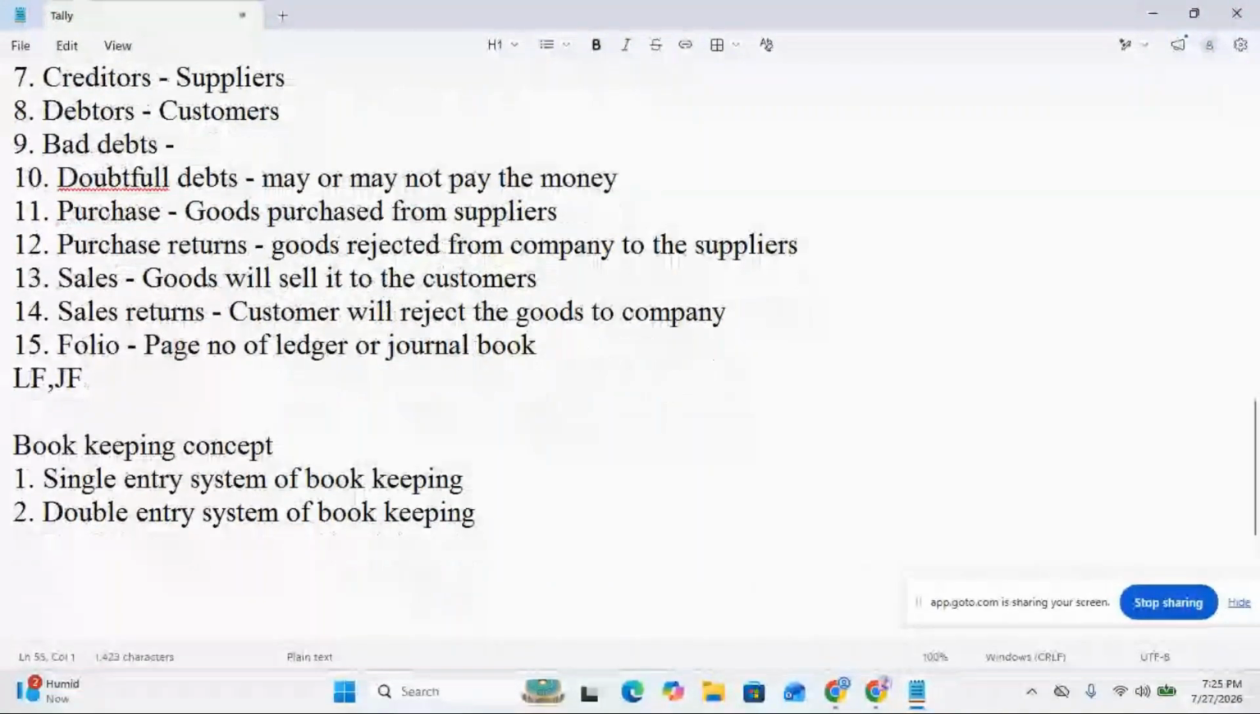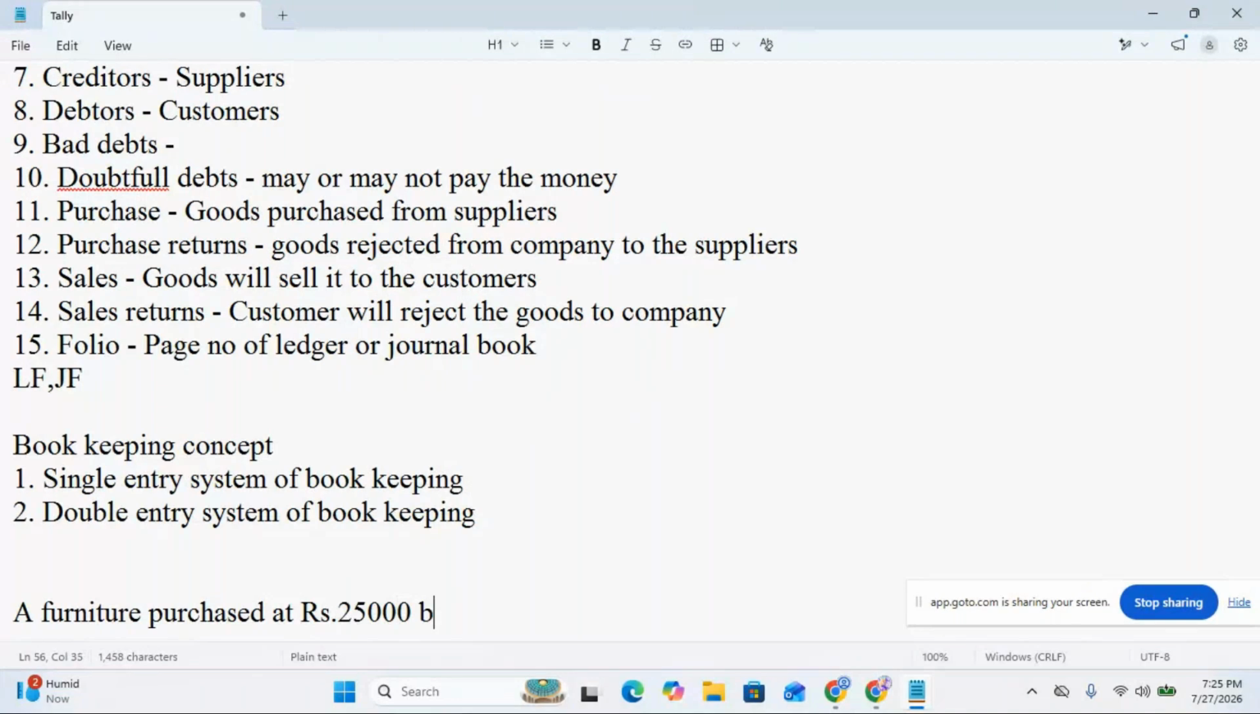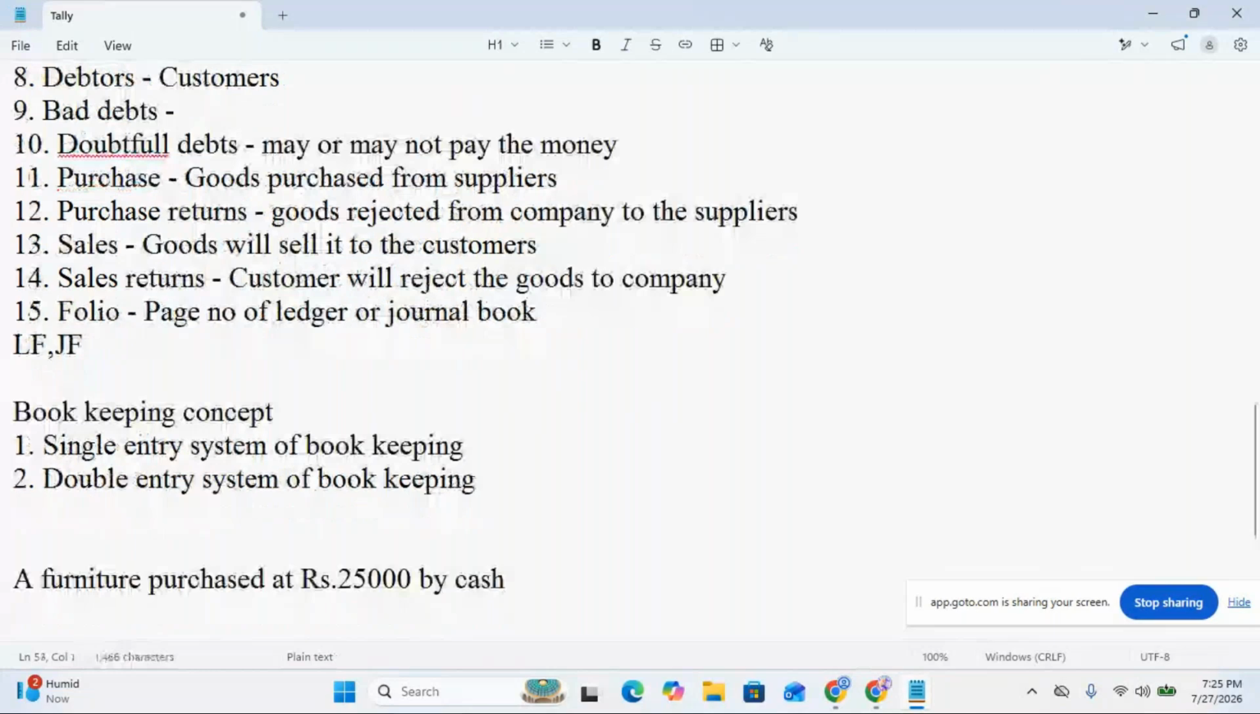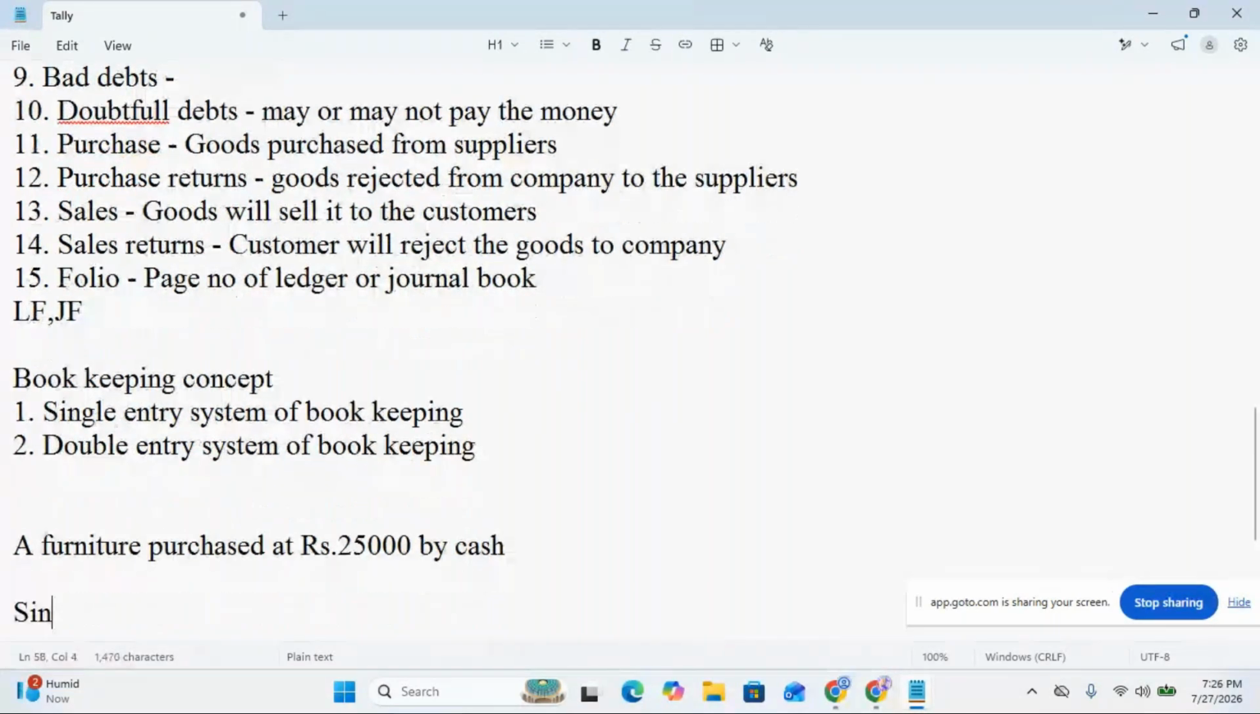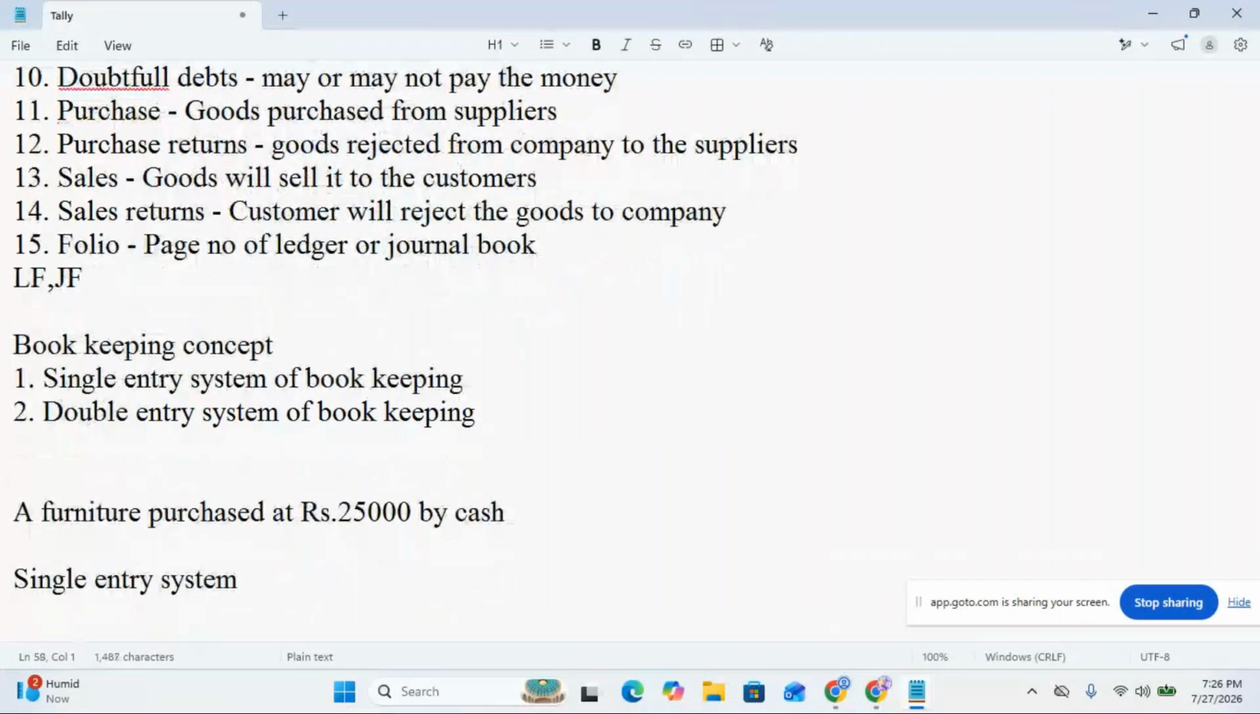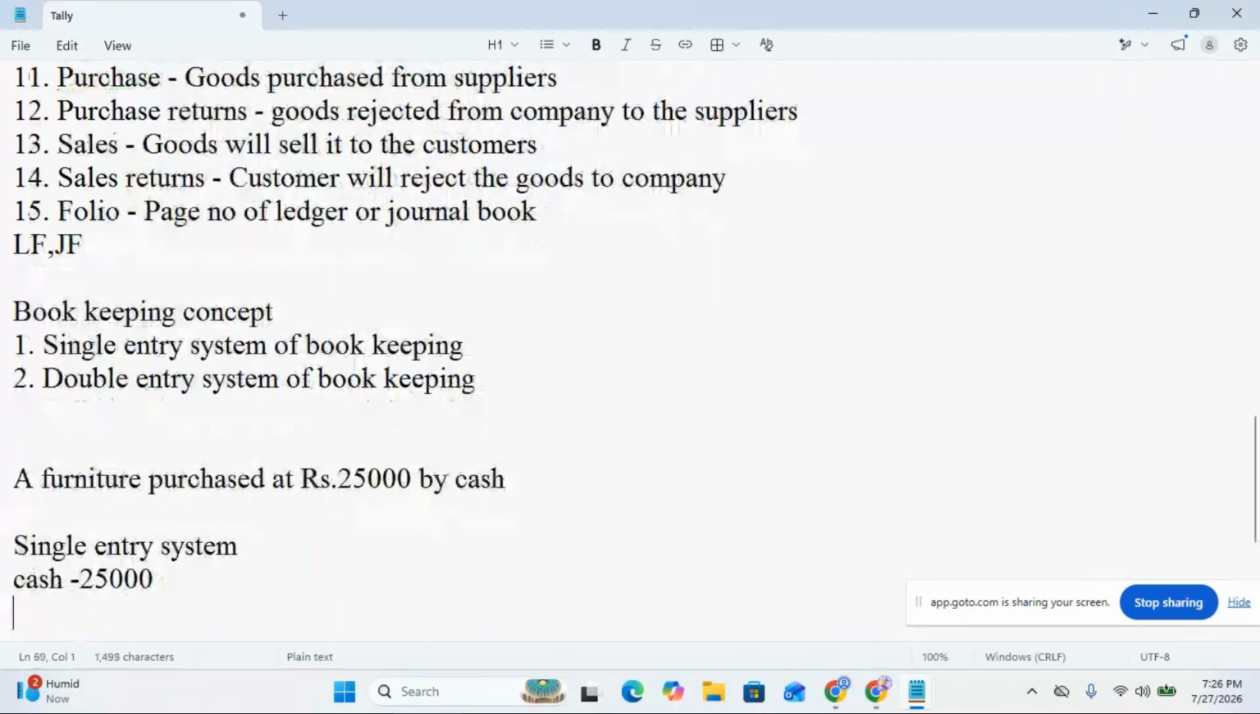In this example I'll explain both single entry and double entry. A furniture purchased at rupees 25,000 by cash. In a single entry system, we'll record either one side, either furniture or cash. For example, in the place of particulars I'll mention only that I purchased the furniture, not the cash I paid. Or in the form of cash, I'll just write that for 25,000 we purchased the furniture by giving cash. The drawback is we will not come to know whether I purchased it at a discount or at a negotiated amount, as nothing is mentioned.